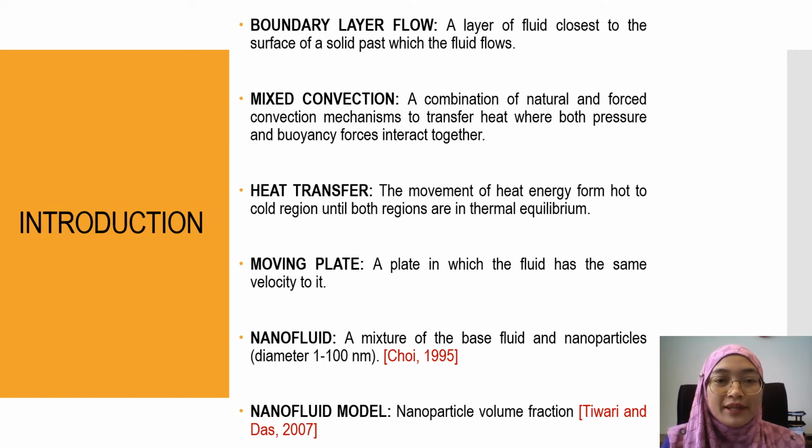First of all, let me introduce to you the main keywords in the study. The first one is boundary layer flow, which is a layer of fluid closest to the surface of a solid past which the fluid flows. The second one is mixed convection, a combination of natural and forced convection mechanisms to transfer heat, where both pressure and buoyancy forces interact together. Number 3, heat transfer is the movement of heat energy from hot to cool region until both regions are in thermal equilibrium. Number 4, moving plate is a plate in which the fluid has the same velocity as it.